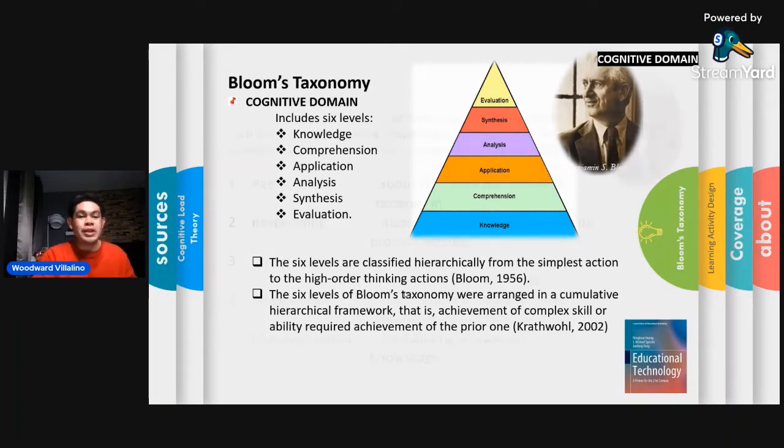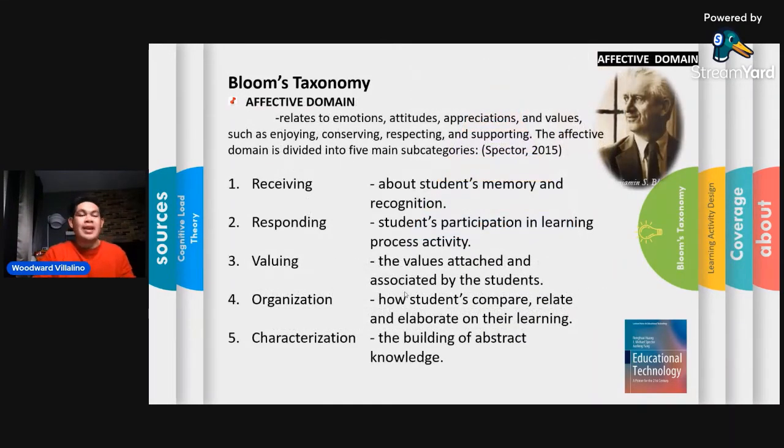So now let's proceed to the affective domain. It relates to the emotions, attitudes, appreciation, and values such as enjoying, conserving, respecting, and supporting. The affective domain is divided into 5 main subcategories according to Spectre in 2015. So the 5 main subcategories are receiving, responding, valuing, organization, and characterization.